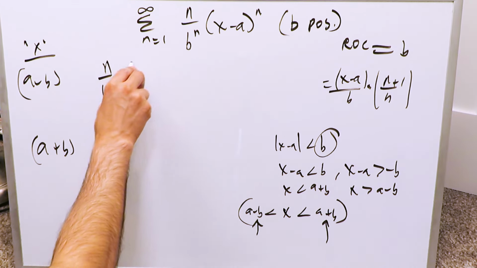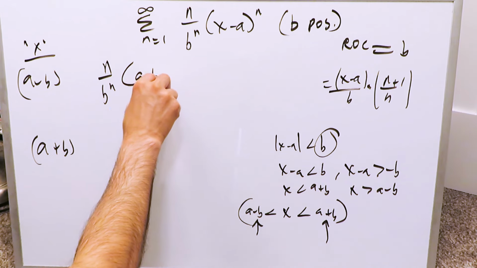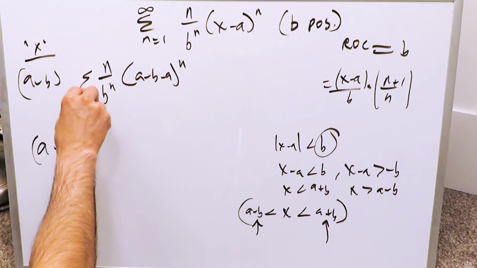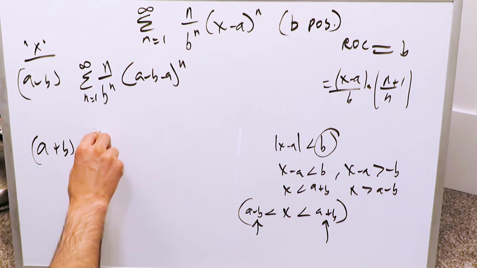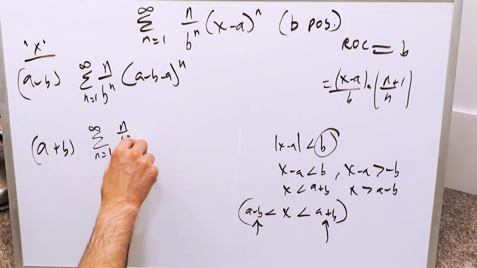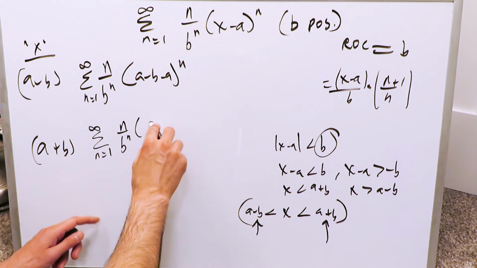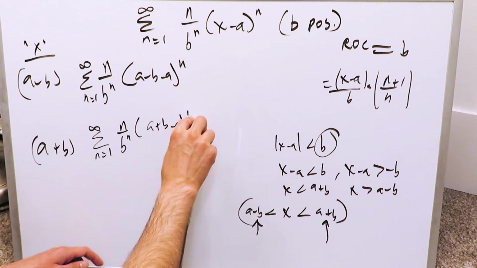The function is n divided by b to the n. You're looking here at a minus b, minus a, to the power of n, with n equals 1 up to infinity. Plug in the other one. You're looking from n equals 1 up to infinity at n divided by b to the power of n, times a plus b minus a to the power of n.